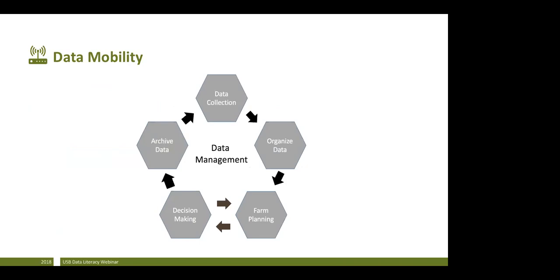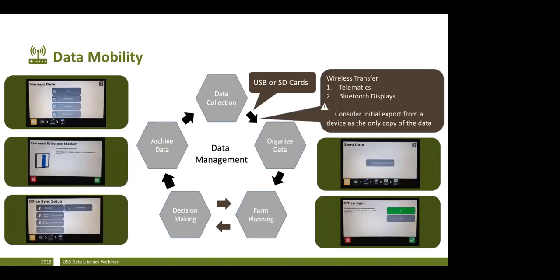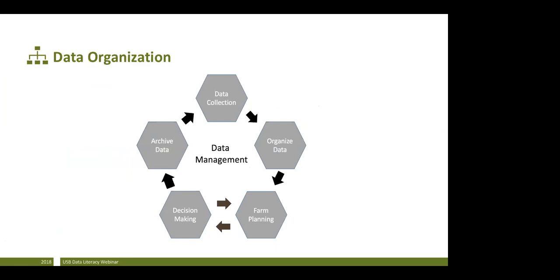Data mobility is important on the farm. The arrows indicate how data moves across the farm, and that can be done using USB cards or SD cards. Other methods are telematics and Bluetooth methods of wireless transfer, as you see in some of these examples.